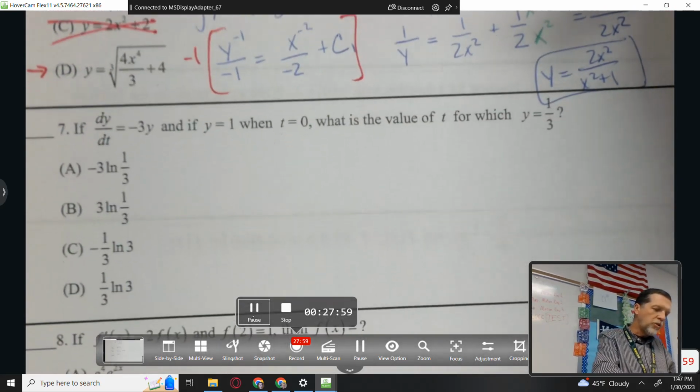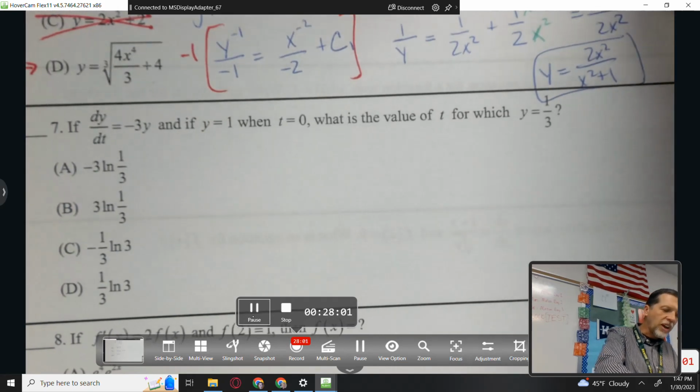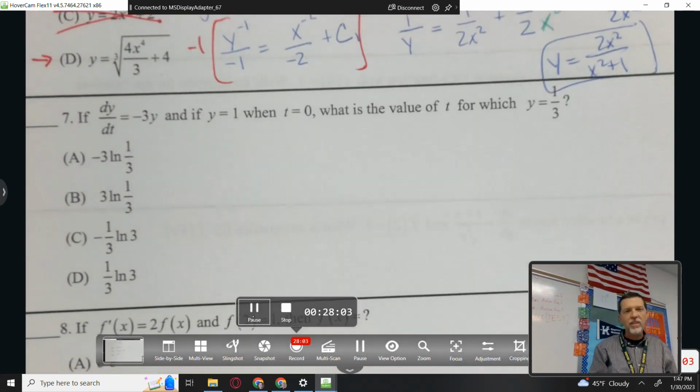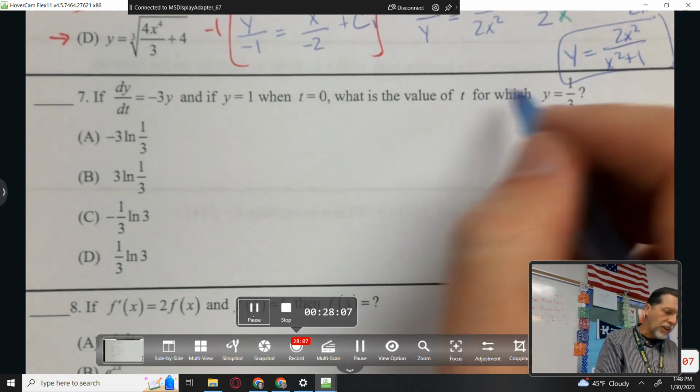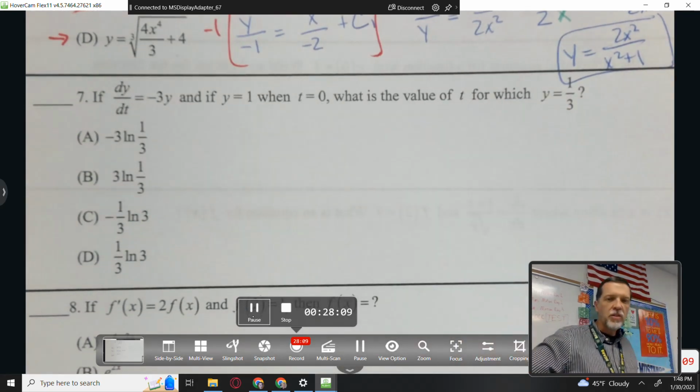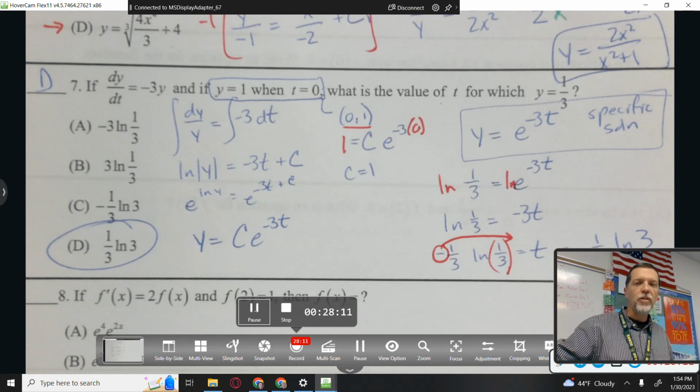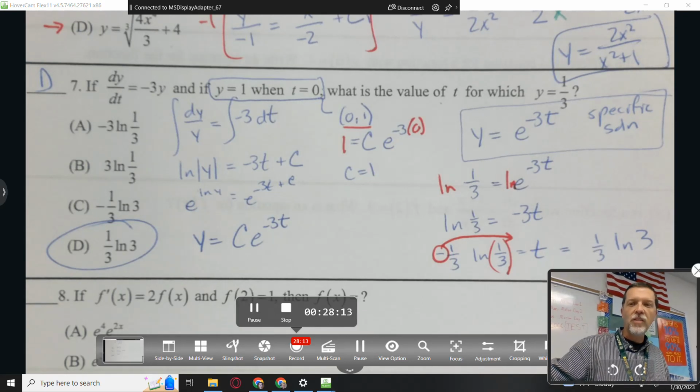Why don't you try number 7? There's an extra step at the end of number 7. Everything works the same, and then they want you to do this end step. Try number 7. So there's the full solution to number 7 for those watching at home.